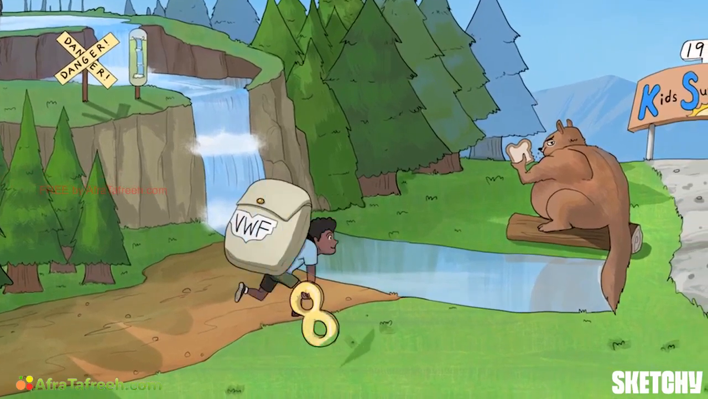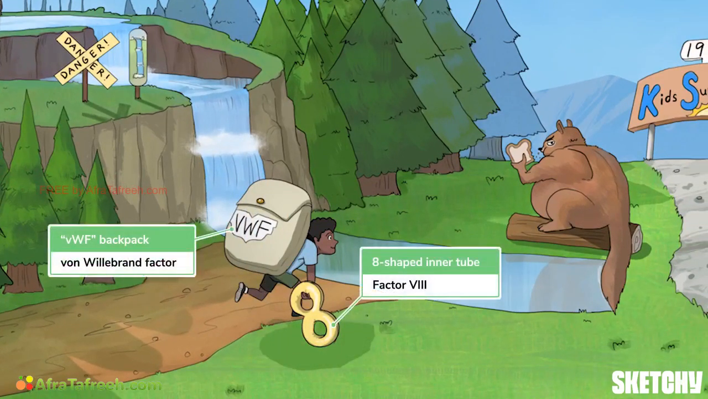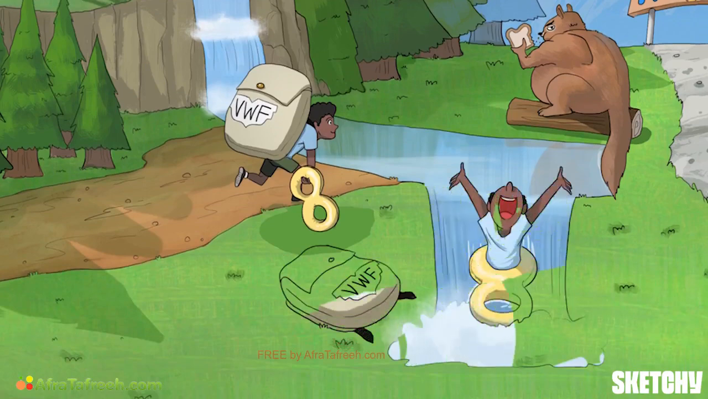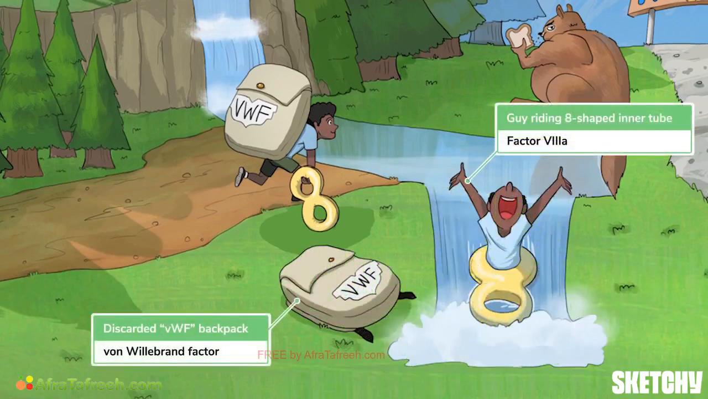Clearly, this camper has been here before, and he's got the designer VWF brand backpack and double-seater float to prove it. But more than a style statement, his 8-shaped inner tube represents factor 8, which normally circulates inactive while attached to von Willebrand factor, or VWF. Factor 8 becomes activated when a blood vessel is damaged, or by thrombin, factor 2A, which we'll talk about a little later. That's why this lad has ditched his VWF brand backpack and is actively having the time of his life tubing down the rapids.